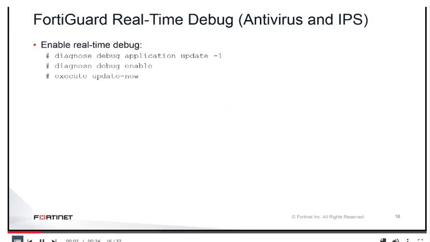If there are problems updating the antivirus or the IPS, or if there are problems validating the license, you can use the FortiGuard real-time debug. Diagnose debug application update -1. Diagnose debug enable. After enabling debug, you can force a manual update from the CLI using the command execute update-now.